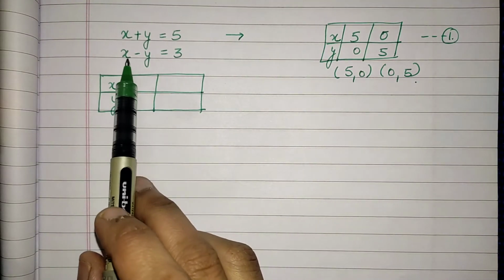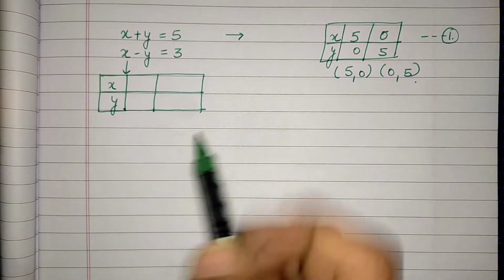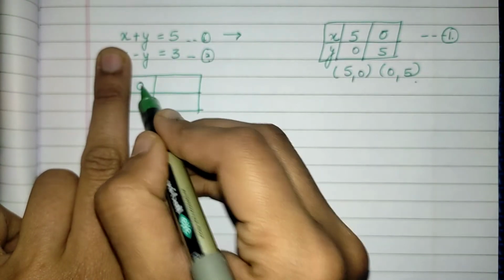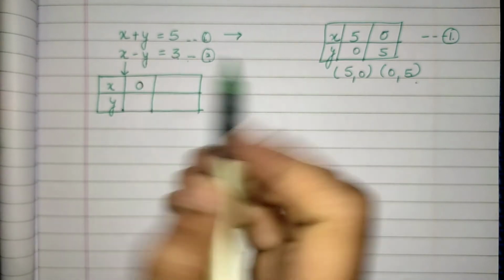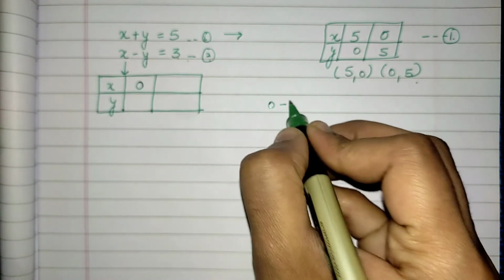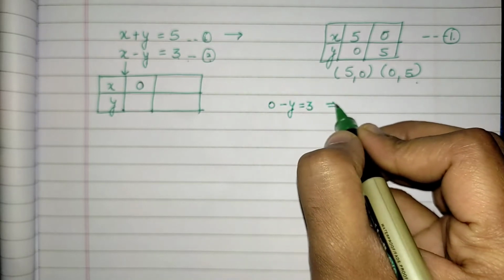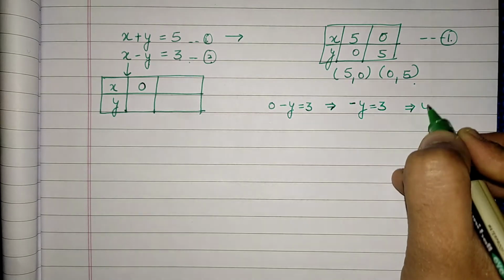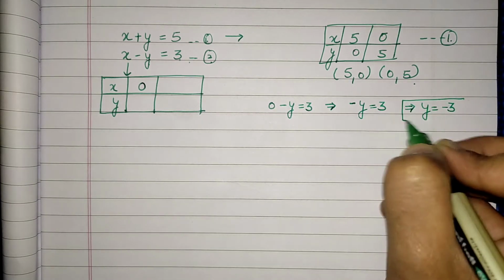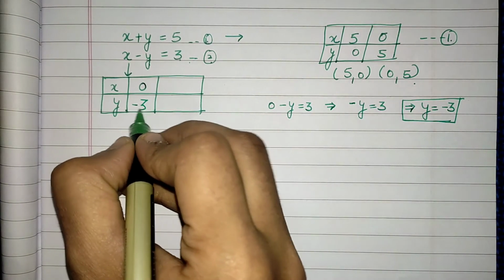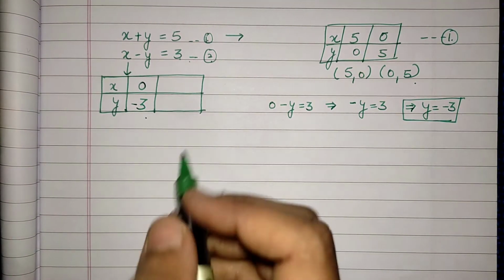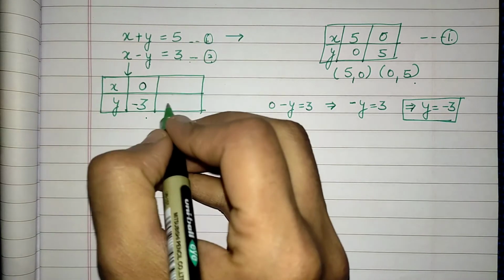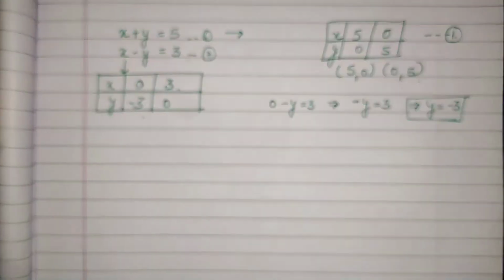Similarly, we can find out the points for the second line. How? Once we take x equal to 0, then what will y be? If I put the value 0, then 0 minus y is equal to 3, so minus y will be equal to 3, so y will be equal to minus 3. So I will put here y equal to minus 3. And the second time, if my y is equal to 0, then x will be equal to 3.